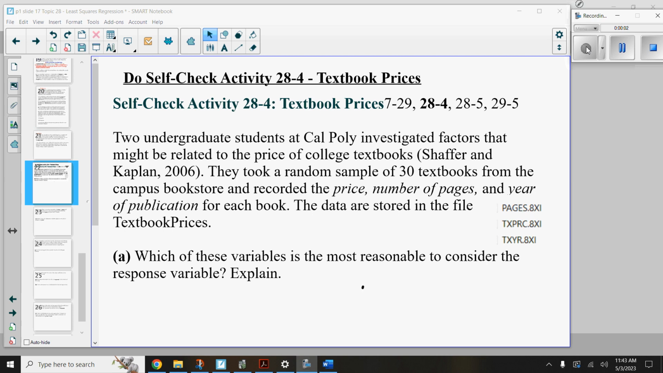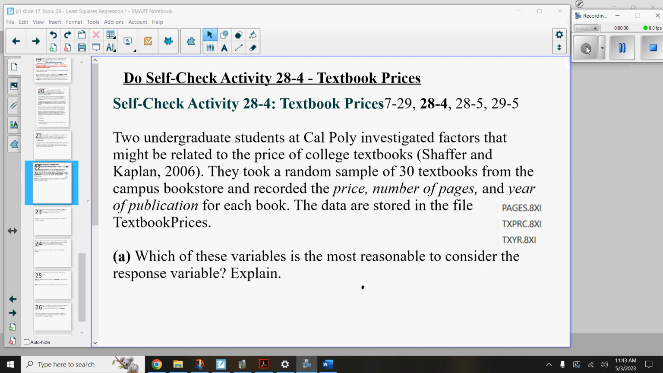This exercise should help you learn about linear regression and in particular how to use your TI-84 calculator to the best impact. Two undergraduates at Cal Poly investigated factors that might be related to the price of college textbooks. We have some variables here. They took a random sample of 30 textbooks from the campus bookstore and recorded the price, one variable, number of pages, a second variable, and year of publication for each book.